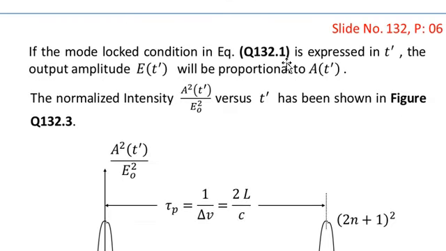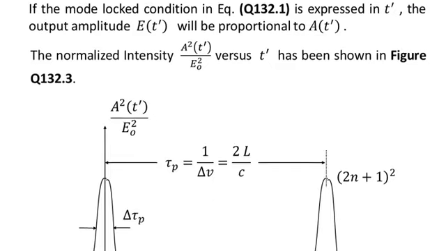Okay, if the mode locked condition given in equation number 1 is expressed in time t prime, the output amplitude E as a function of t prime will be proportional to A of t prime. So this was our resultant, our total amplitude, and this was proportional to A of t prime, as obvious from equation number 1. So look back to equation number 1, you will notice that E of t prime is proportional to A of t prime. The normalized intensity, which is given by A squared of t prime divided by E naught square, the plot of this intensity versus t prime has been shown in figure number 3. That is this figure.